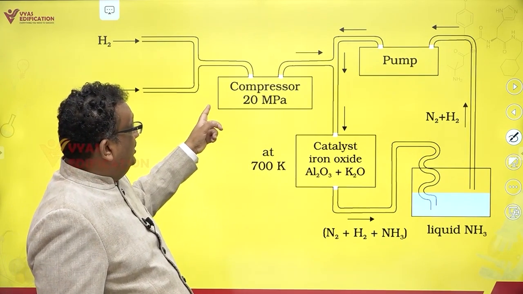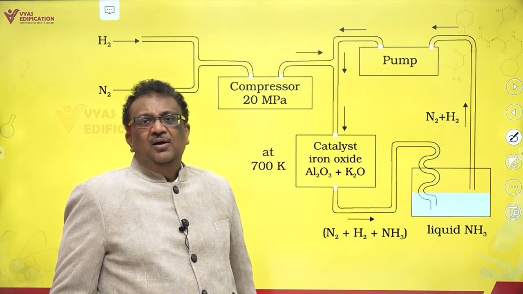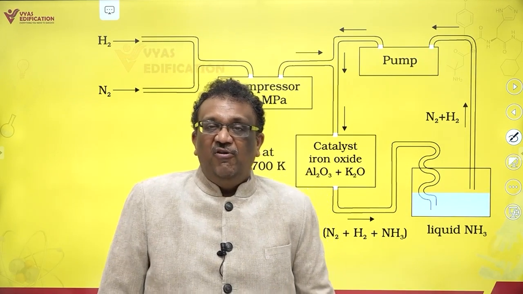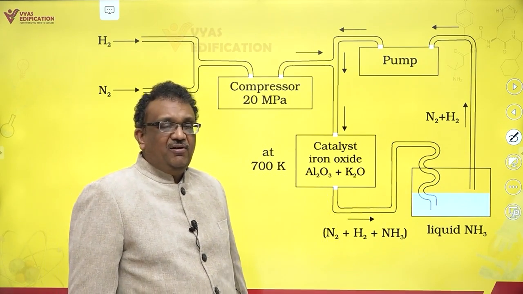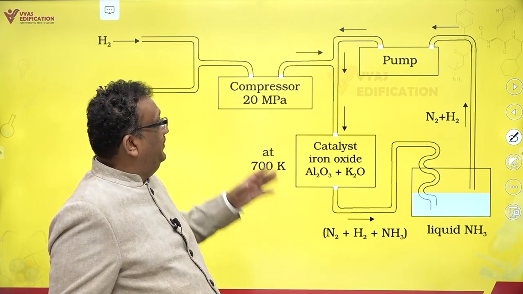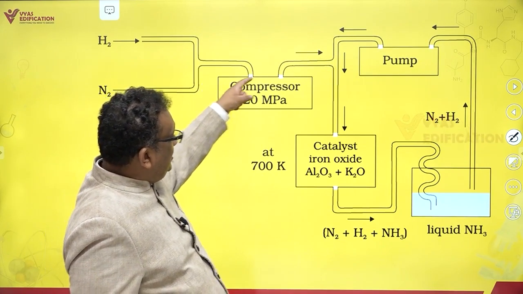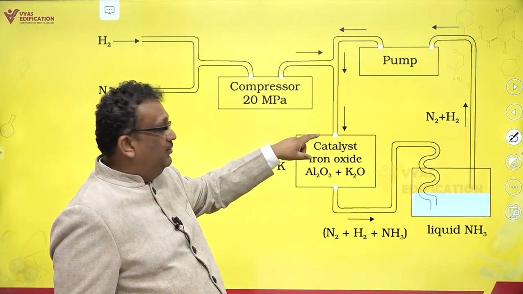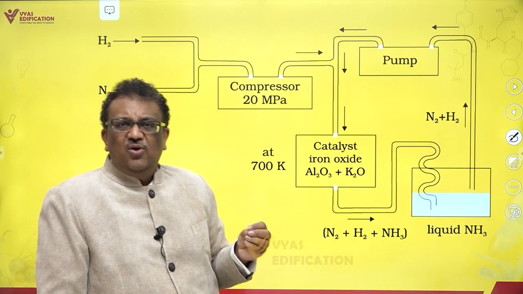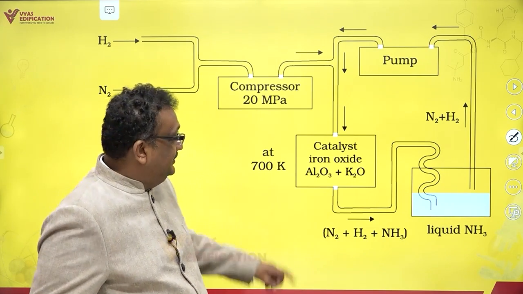Now 20 megapascals. That is, now 10 to the 5 Pascal. Now, 1 megapascal is around 10 atmosphere roughly. So this is around 200 atmosphere pressure, which is high pressure. And then high pressure ammonia is passed through and is heated also to around 700 Kelvin, which is around 400 to 500 degrees Celsius.